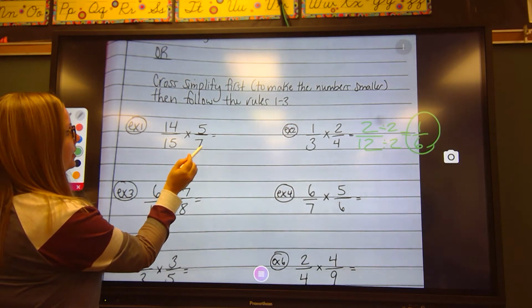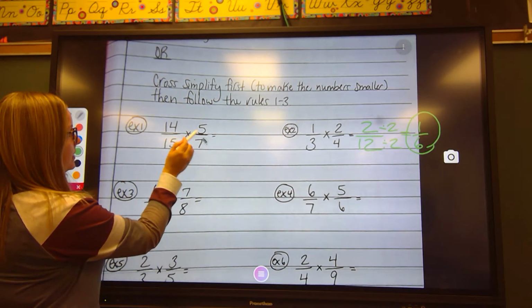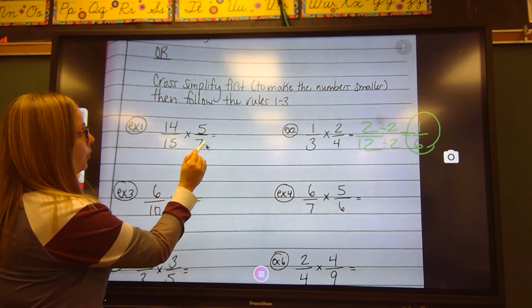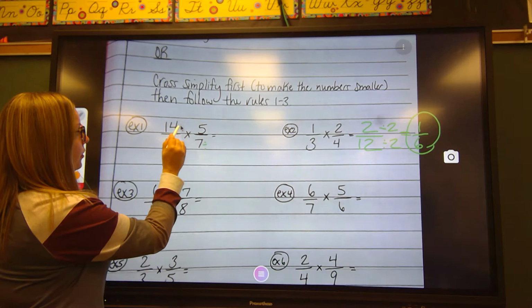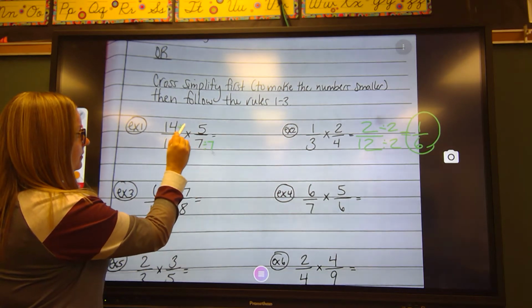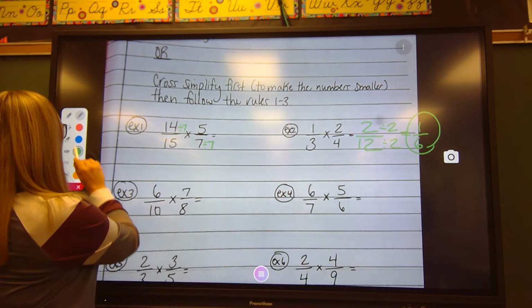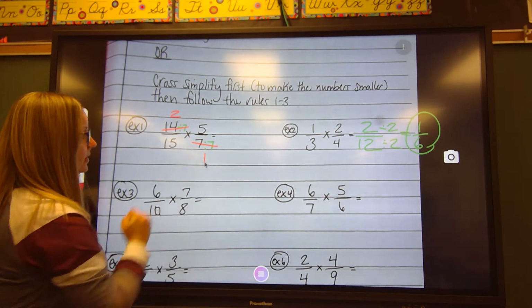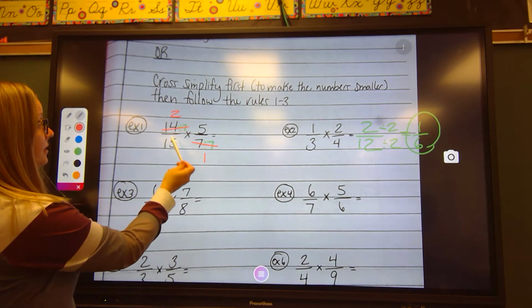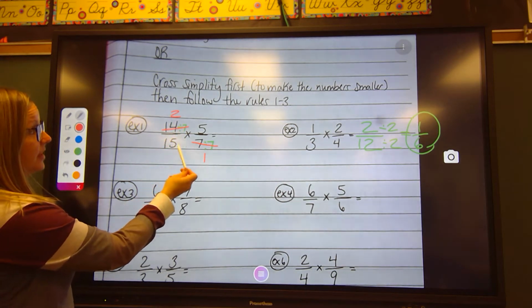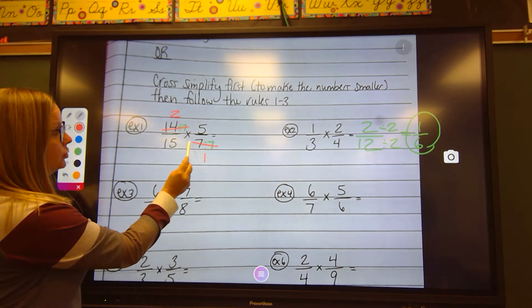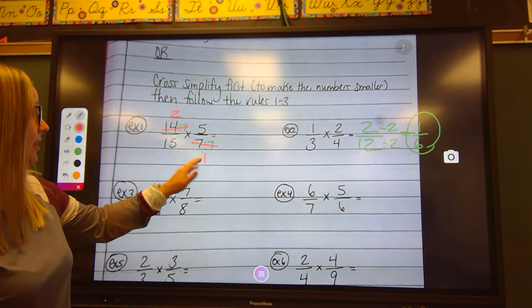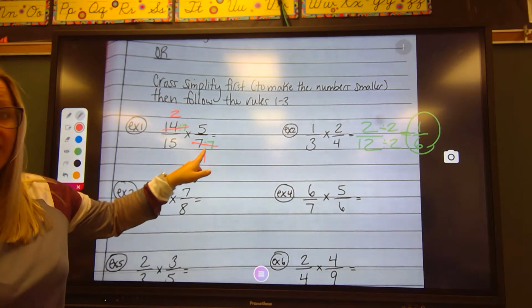So you can see here that I can look at these two numbers, 14 and 7. I can simplify both of those by 7. 14 divided by 7 is 2. And 7 divided by 7 is 1. So now instead of 14 fifteenths, I have 2 fifteenths and 5 over 1. So you want to make sure that you cross off what you did and put your number pretty big there so that you don't accidentally use one of those again.